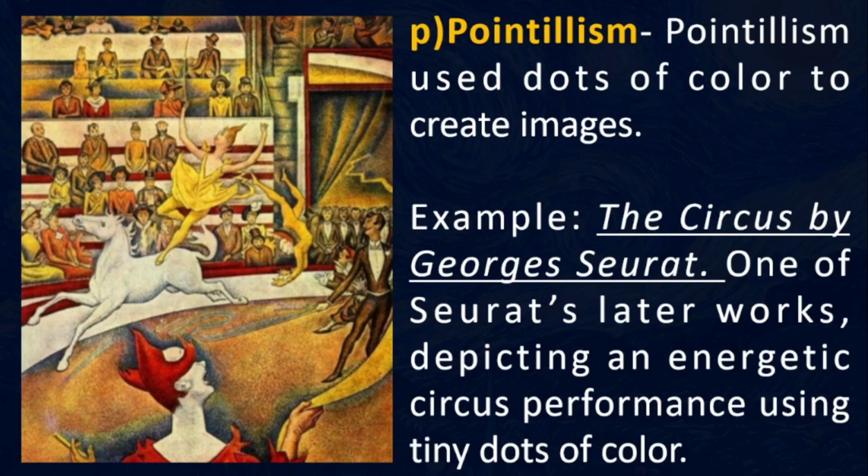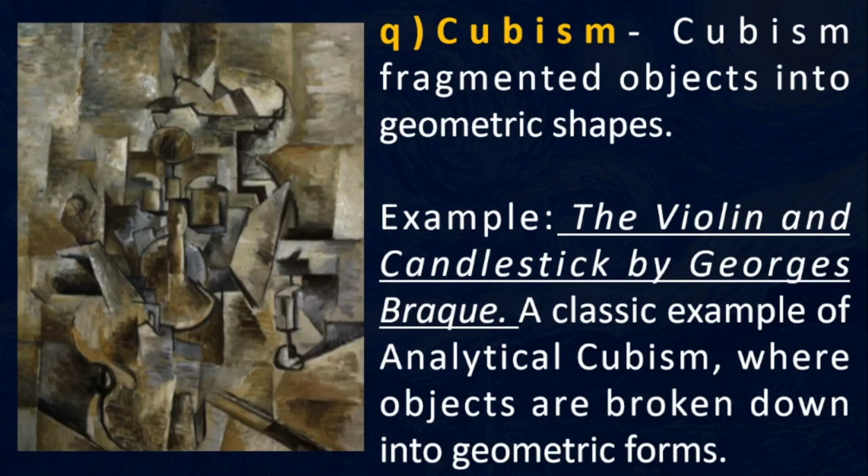Cubism. Cubism fragmented objects into geometric shapes. Example: The Violin and Candlestick by Georges Braque. This painting deconstructs a violin and candlestick into overlapping angular planes. The subdued color palette emphasizes form over detail. It is an example of analytical cubism, which focused on breaking down subjects into their fundamental shapes.